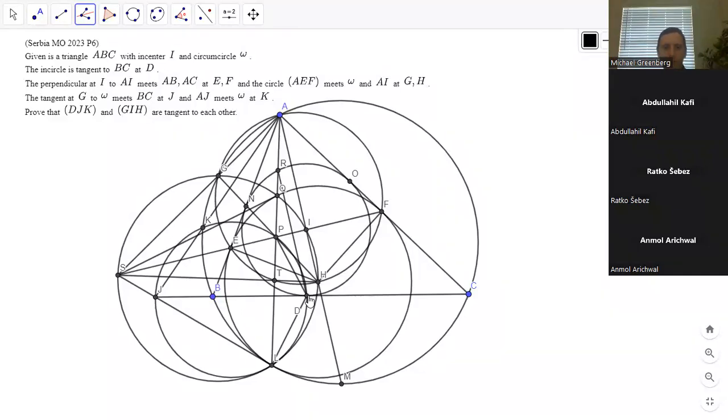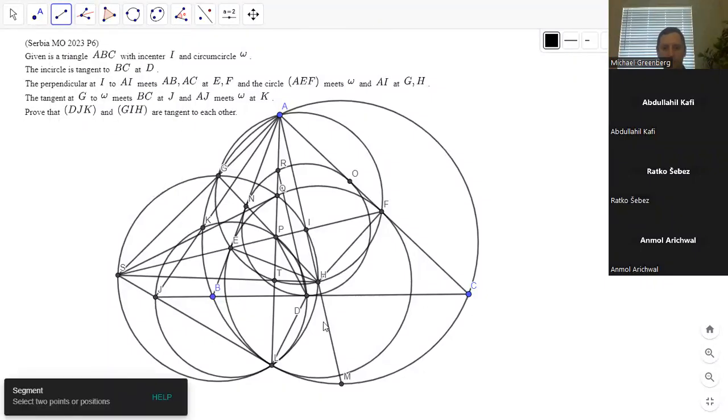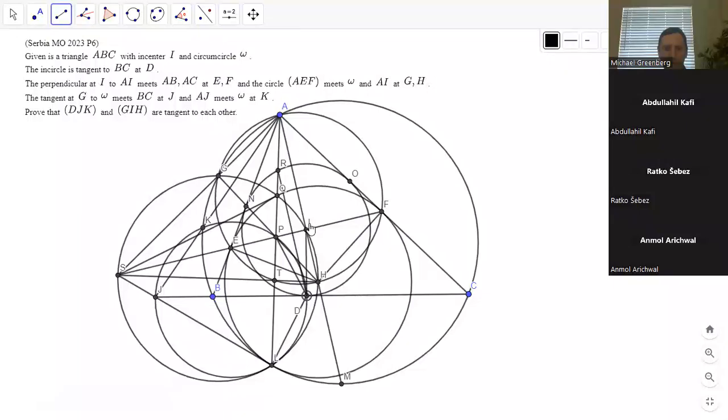So yeah, maybe we can use projective geometry, right? We want to show BC bisects this angle. We could project DI, DP, DB, DL onto something, and we want to show that's harmonic. And maybe is that obvious? What do we project it onto? Do we project it onto AL?